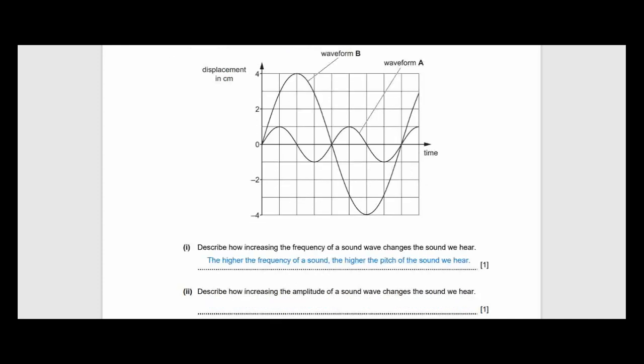Next. Question 3c part 2. Describe how increasing the amplitude of a sound wave changes the sound we hear. 10 seconds. 10, 9, 8, 7, 6, 4, 3, 2, 1. Well, let's open up the answer. Here we go. The sound is louder if the amplitude increases.